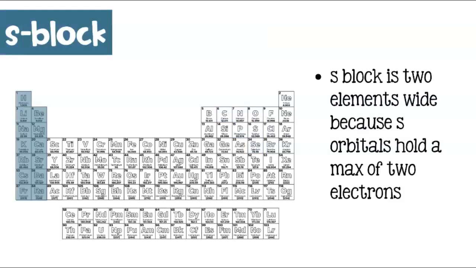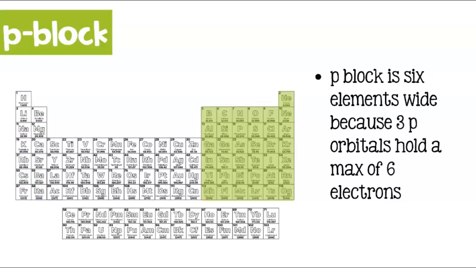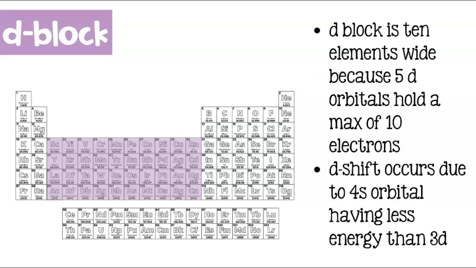The s block on the left side of the periodic table is 2 elements wide because the s orbital holds a max of 2 electrons. The p block on the right side of the periodic table is 6 elements wide because p orbitals hold a maximum of 6 electrons. The d block in the middle is made up of the transition metals. It is 10 elements wide because d orbitals hold a maximum of 10 electrons.